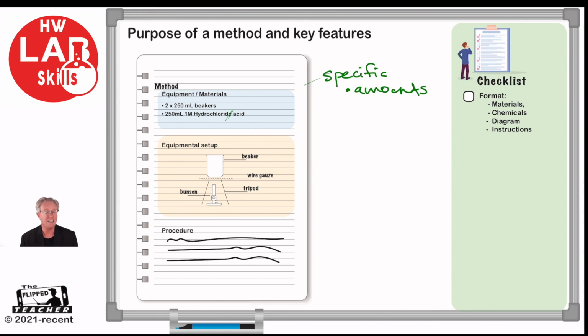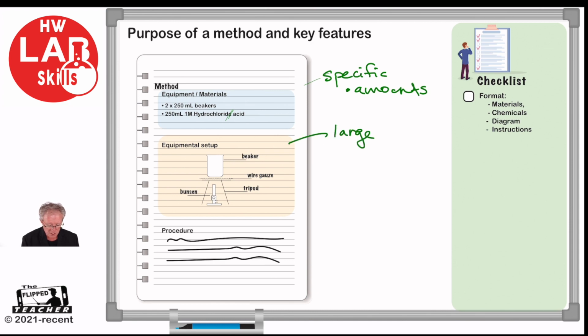I'm telling you exactly how many I need. Then my next section here is the experimental setup. So we can draw our experimental setup so it's very clear to the people doing the experiment how you're going to set it up. Now remember, of course, we've got to ensure that our diagrams are fairly large, right?